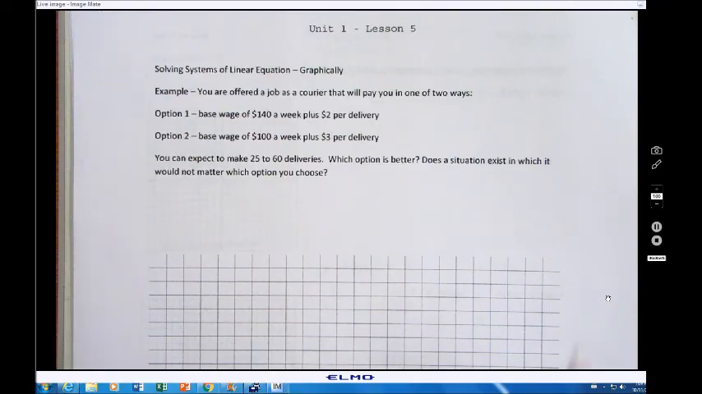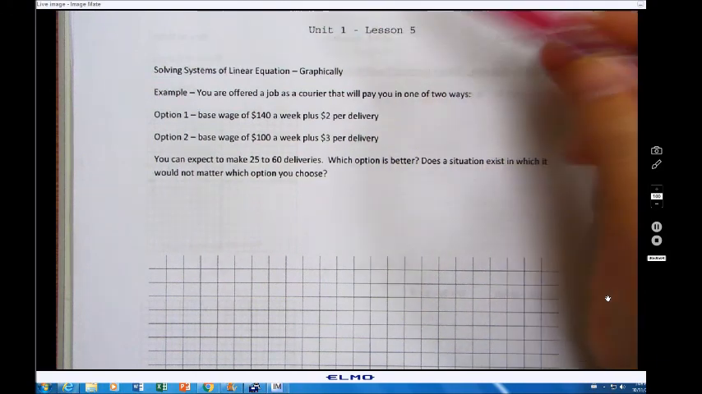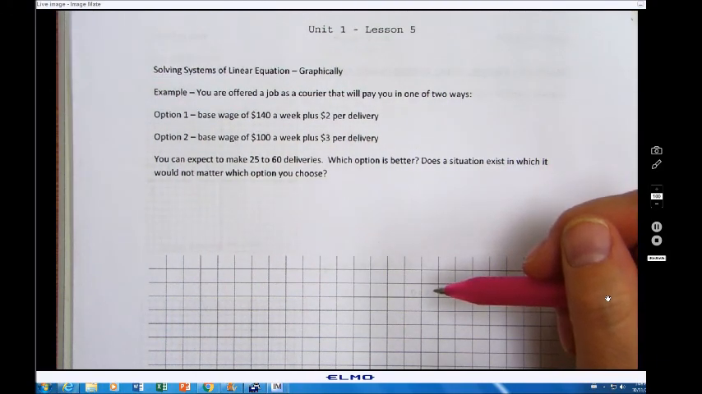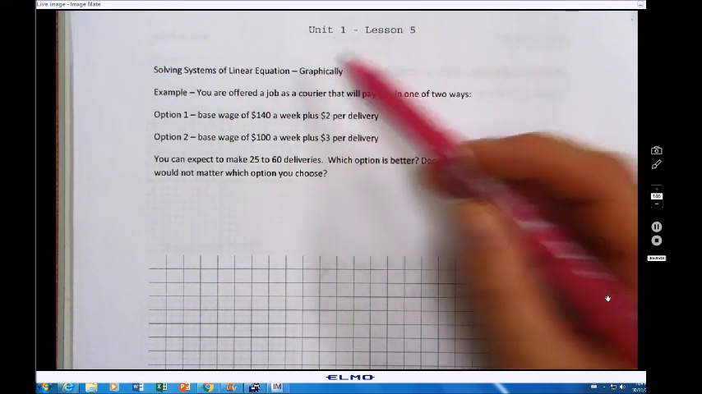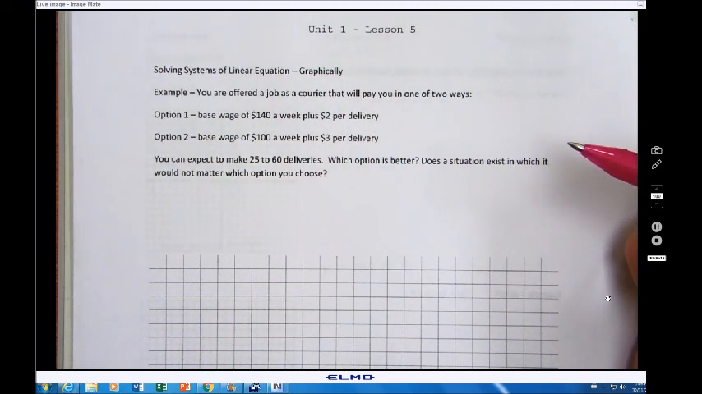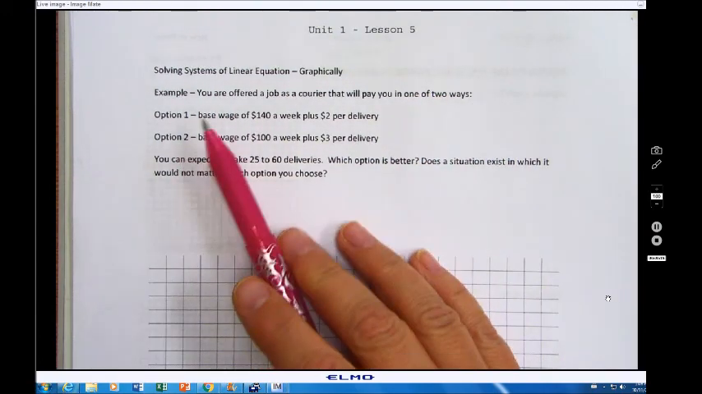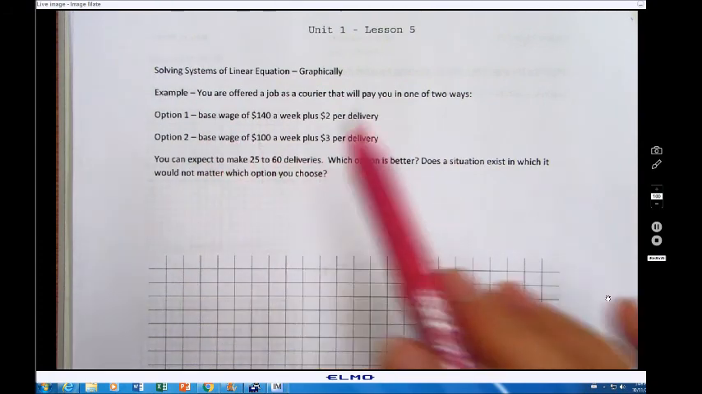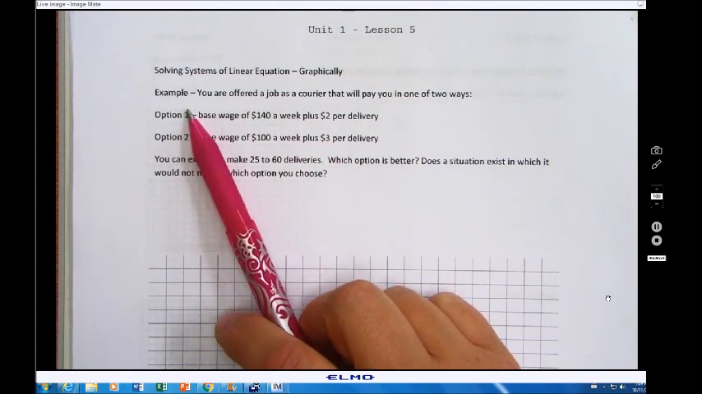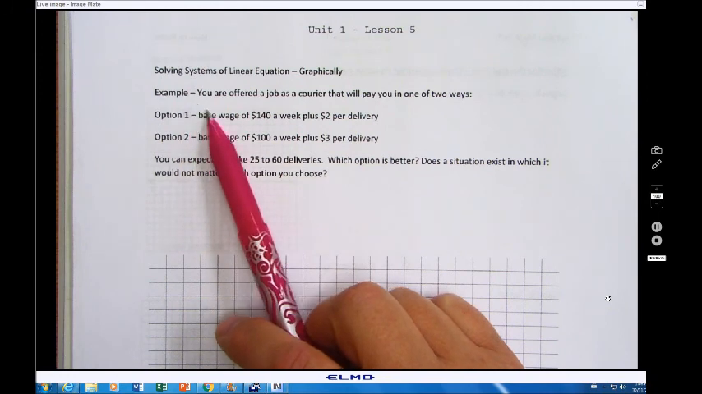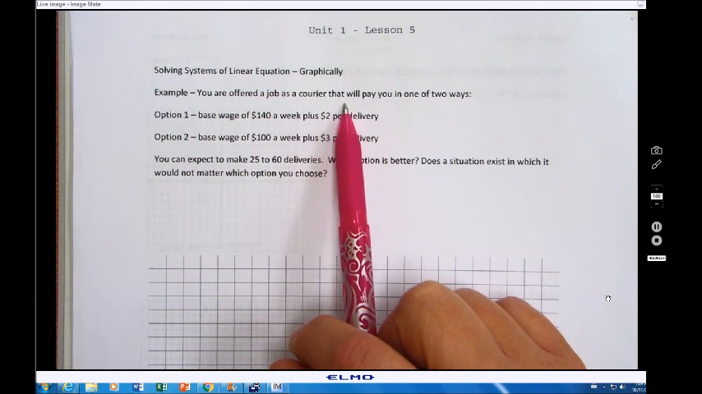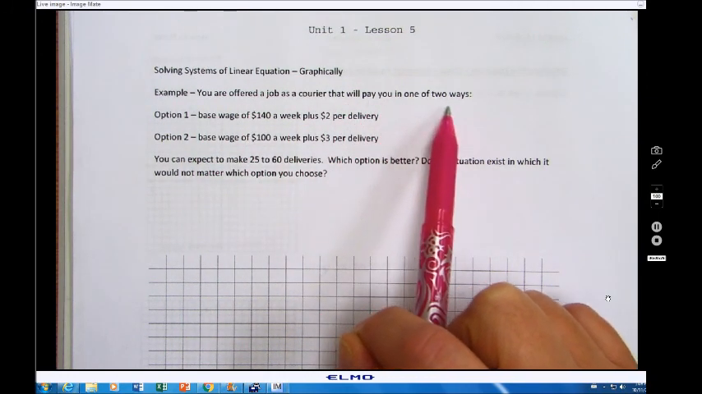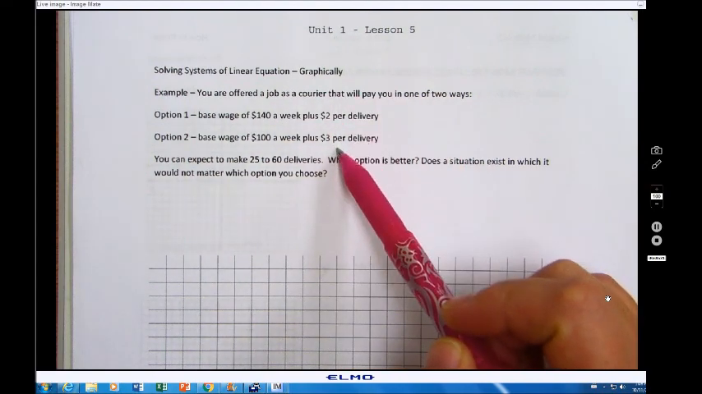Okay, here we have lesson 5 of unit 1, and that's solving systems of linear equations graphically. So we're going to graph them, and basically to solve, the point of intersection is what we're solving for. To demonstrate this, we're going to use an example, and it says you are offered a job as a courier that will pay you in one of two ways, and then you have these two options.